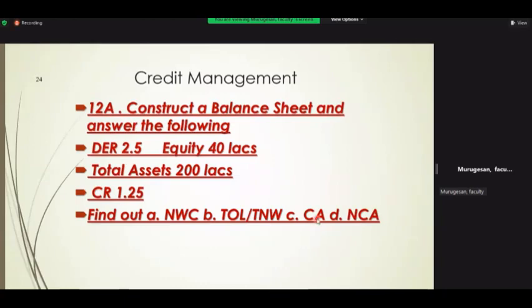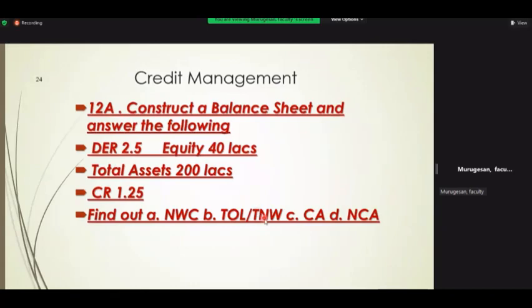Now, CA. How much CA? You already have 150 divided by 40. Yes, madam. 150 divided by 4. Answer is 4. Yes, sir. No, 160, no, madam. The TOL is 160. Have you got 160? Your long-term liabilities are 100. Current liabilities are 60. So 160 divided by 40.